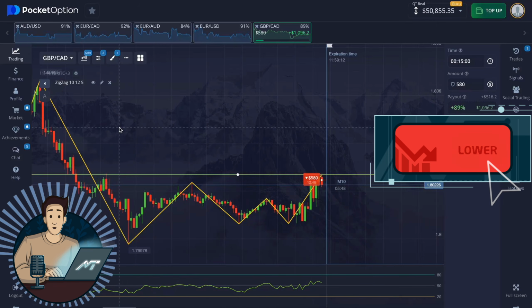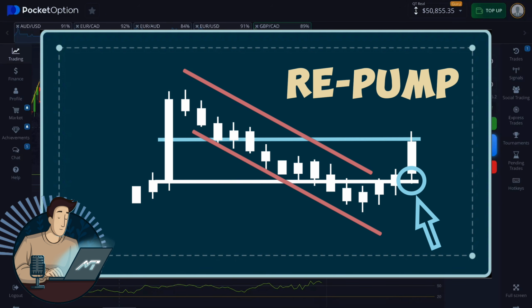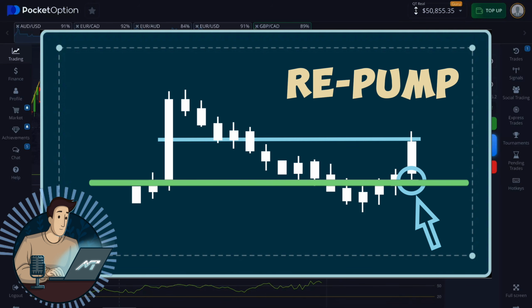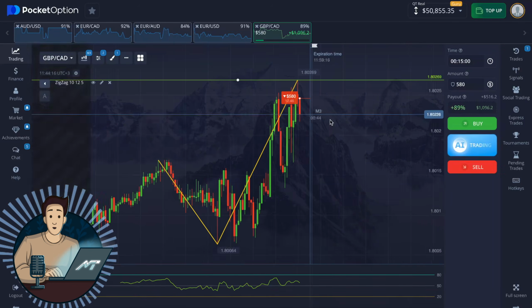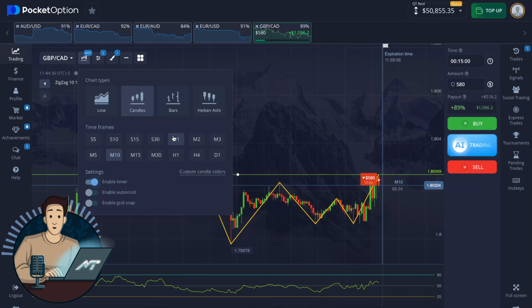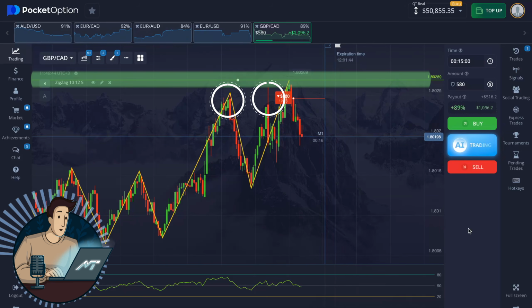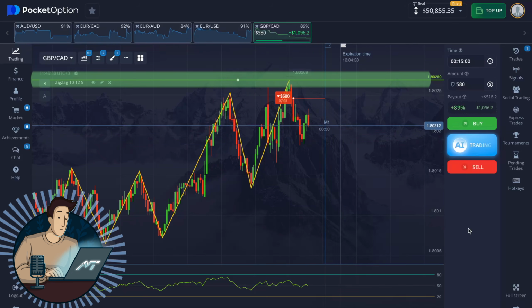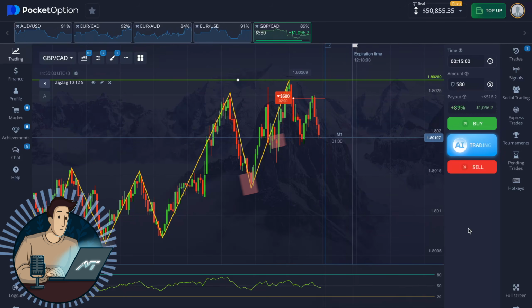I opened the trade according to my re-pump strategy, where after the first pump, the price calmly returns to its pump levels at a strong level and follows with a second pump in the same direction. Let's switch to the 1-minute time frame. The level acts as a zone, so as the price approaches the level, it has already reacted twice, dropping down and confirming the strength of the level.